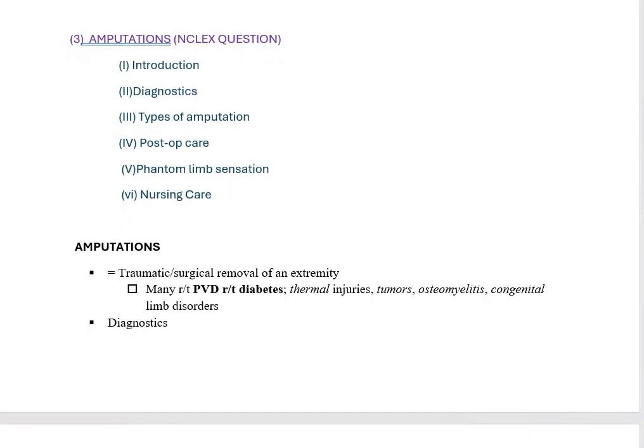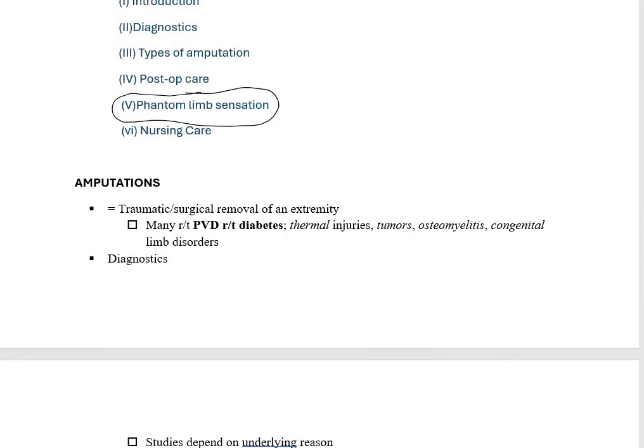With amputation, we'll talk about the introduction, diagnosis, types of amputation, post-op care, phantom limb sensation, and the nursing care. Phantom limb sensation is something we need to pay more attention to than the other ones, but we'll go ahead and start with amputation.